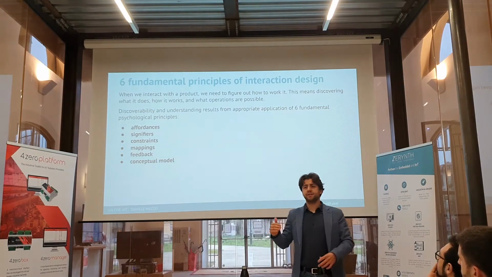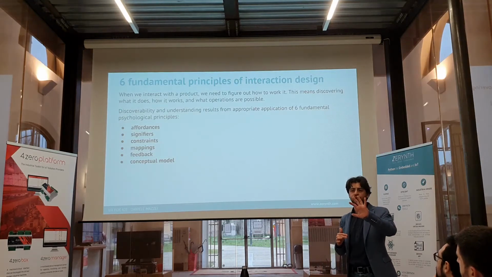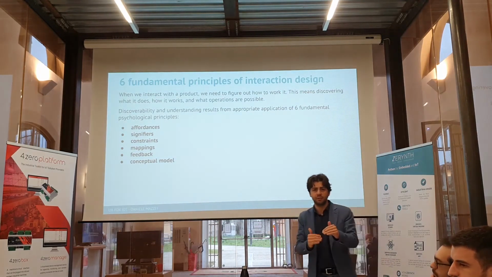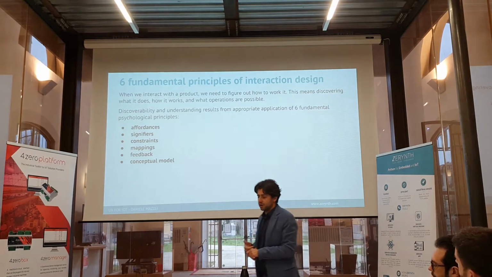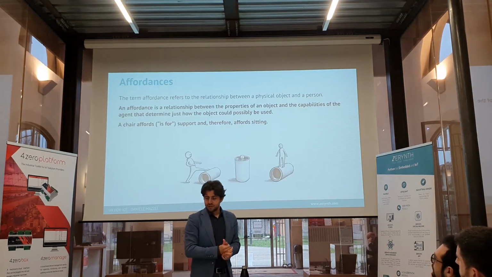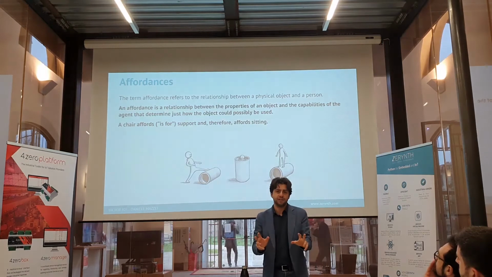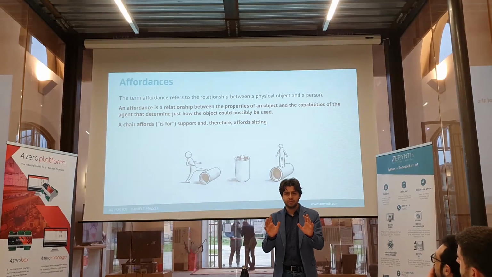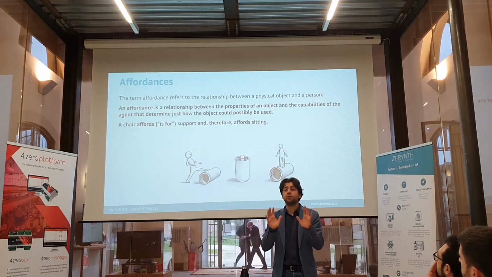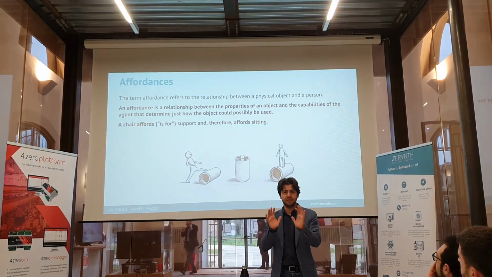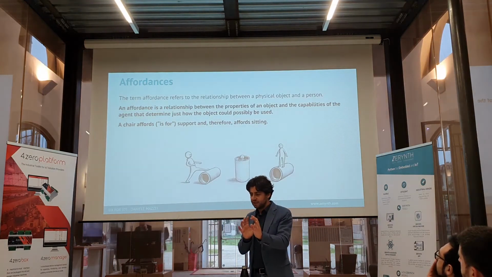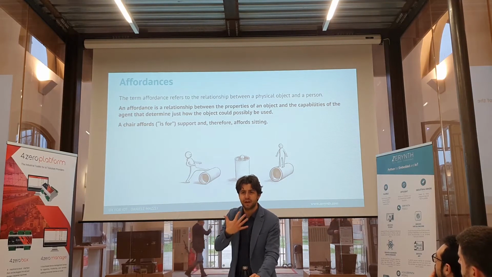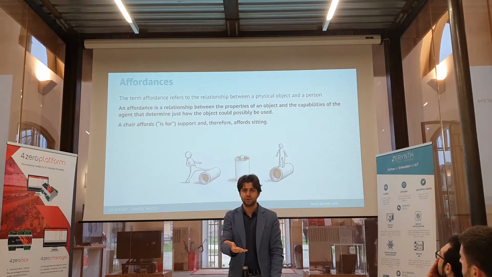Norman lists 6 fundamental principles for the design of objects aimed at interacting with people. That is one, and we are going to see each one in detail. The most fancy one is affordances. Very important. Affordances are not properties, but relationships. What does it mean? An affordance is a relationship between a property of an object and the capability of a user.